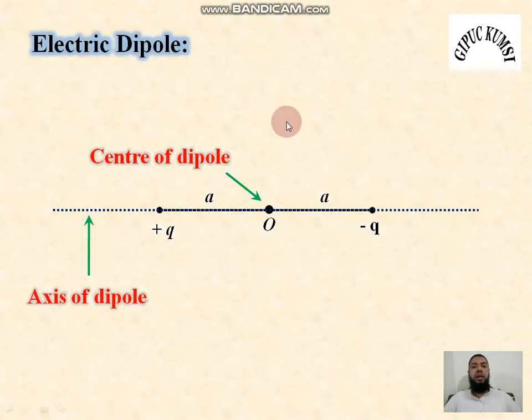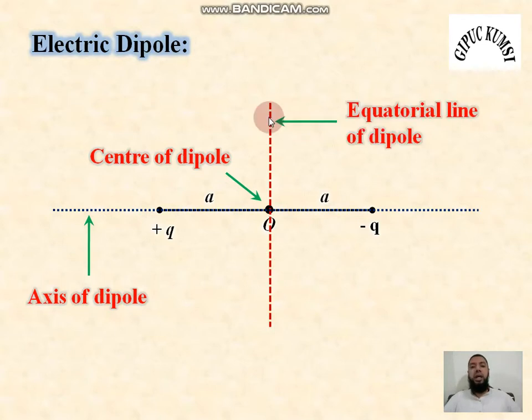Thereafter, if I have a line passing perpendicular to the axis through the center of the dipole, a line which is passing through the center of the dipole and perpendicular to the axis of the dipole, this line I will call the equatorial line of the dipole.